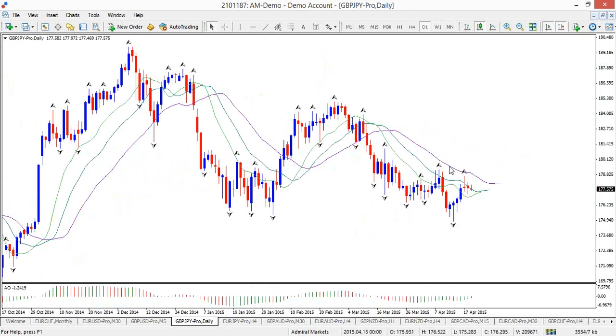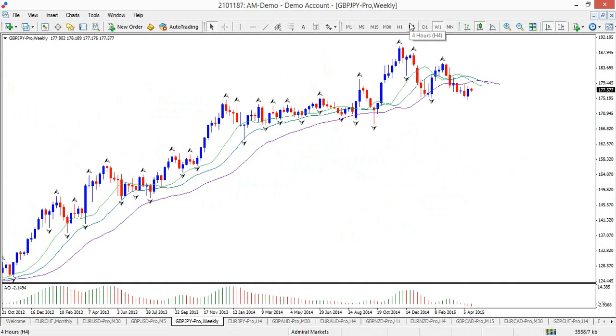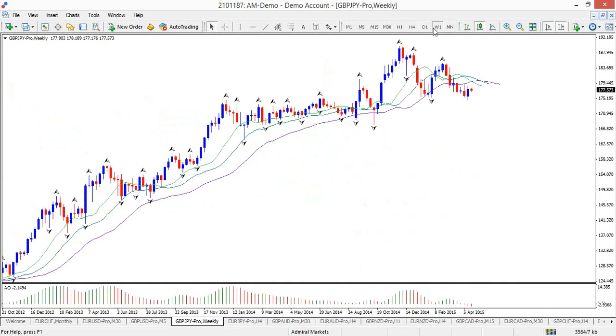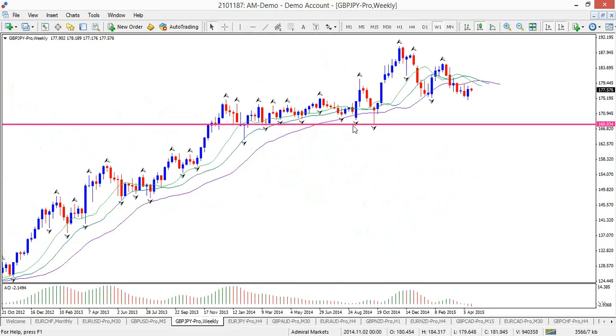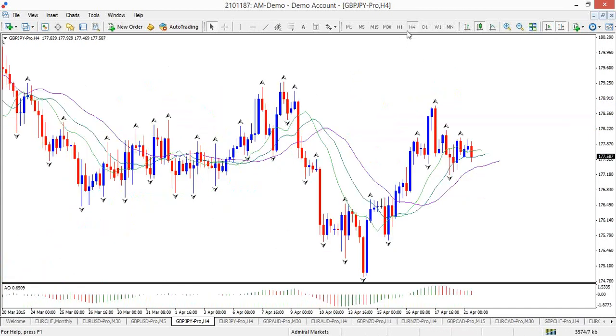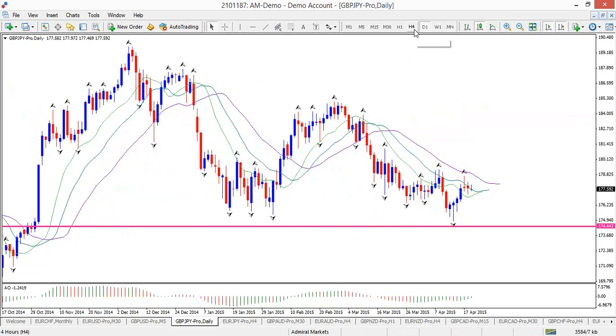Pound yen daily, downtrend at the moment. Weekly too. Although we could see reason to have support levels maybe not too far away, right? But that's something to be cautious of. 4-hour chart, actually uptrend, although we did break the bottom here. Bit of a mixture at the moment.